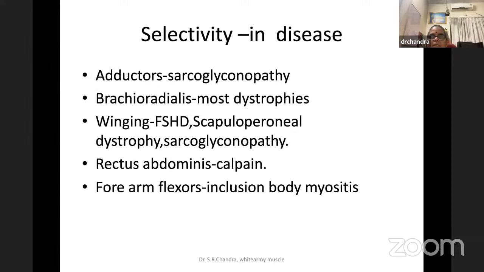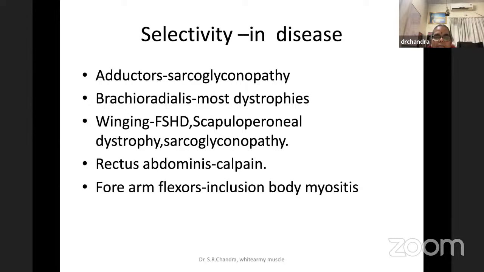So that is cramps and contracture. Then we are coming to selectivity. Adductors are more involved in sarcoglycanopathies. You have checked the power; we saw how to grade the power. You grade the power in various muscles, and you find that the adductors are worst involved. So when the person sits, the legs will fly apart. Then you know it is a sarcoglycanopathy.